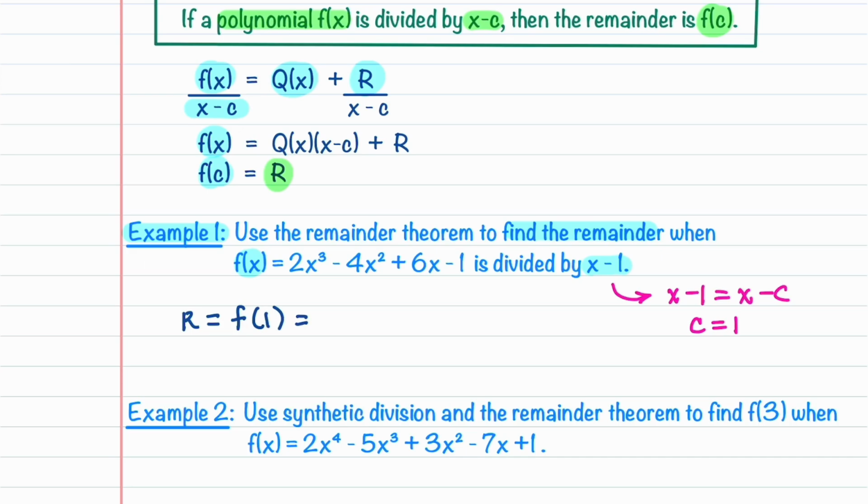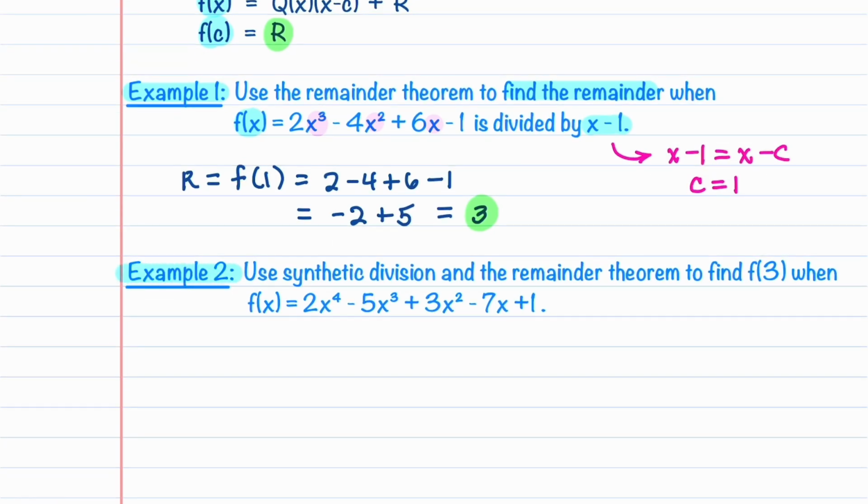And if we plug in 1 into x in our function, we're going to get 2 minus 4 plus 6 minus 1. If we add the first two numbers, we get minus 2. And then if we add the last two numbers, we get 5. And this gives us a value of 3. So the remainder theorem tells us that the remainder is equal to 3 when we divide f of x by x minus 1.